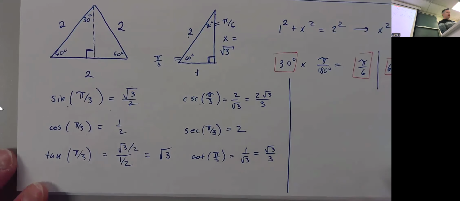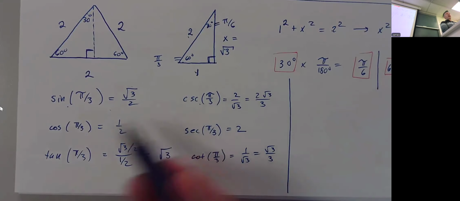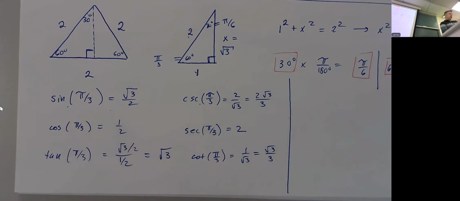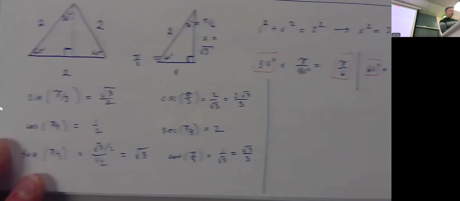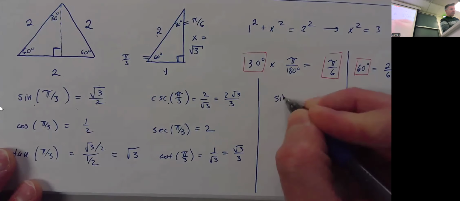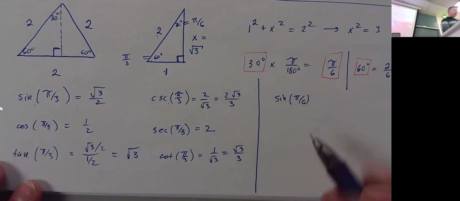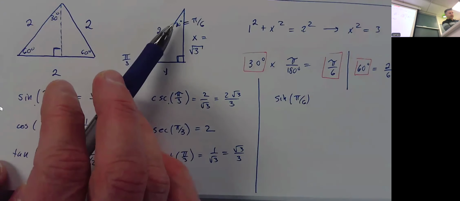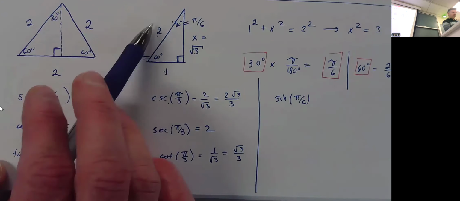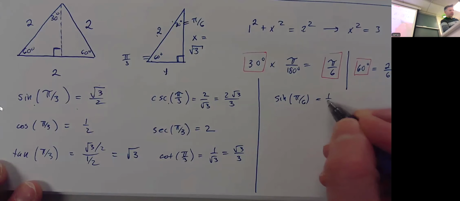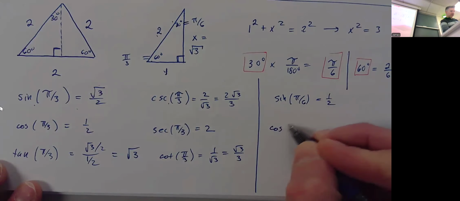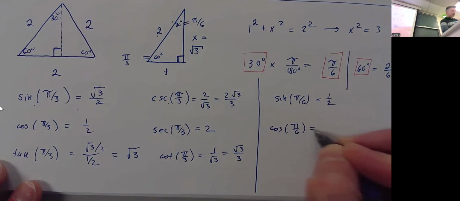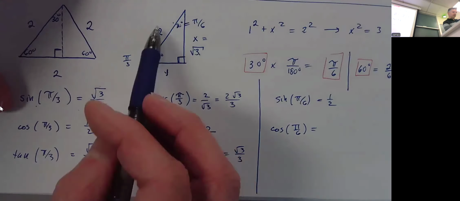So same deal over here. We're going to get the same exact values showing up. They're just going to be for different functions. So if we're going to find sine of pi over 6, now I'm looking at the angle pi over 6. It's the opposite over the hypotenuse, which is 1/2. And cosine of pi over 6 is the adjacent over the hypotenuse, which is root 3 over 2.